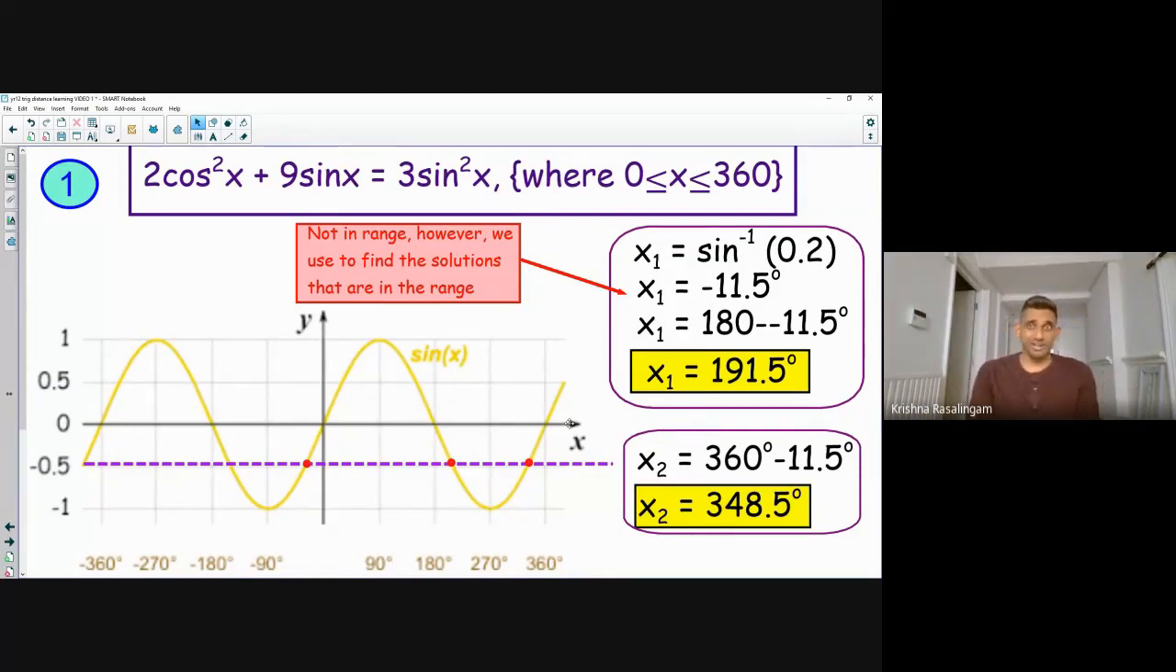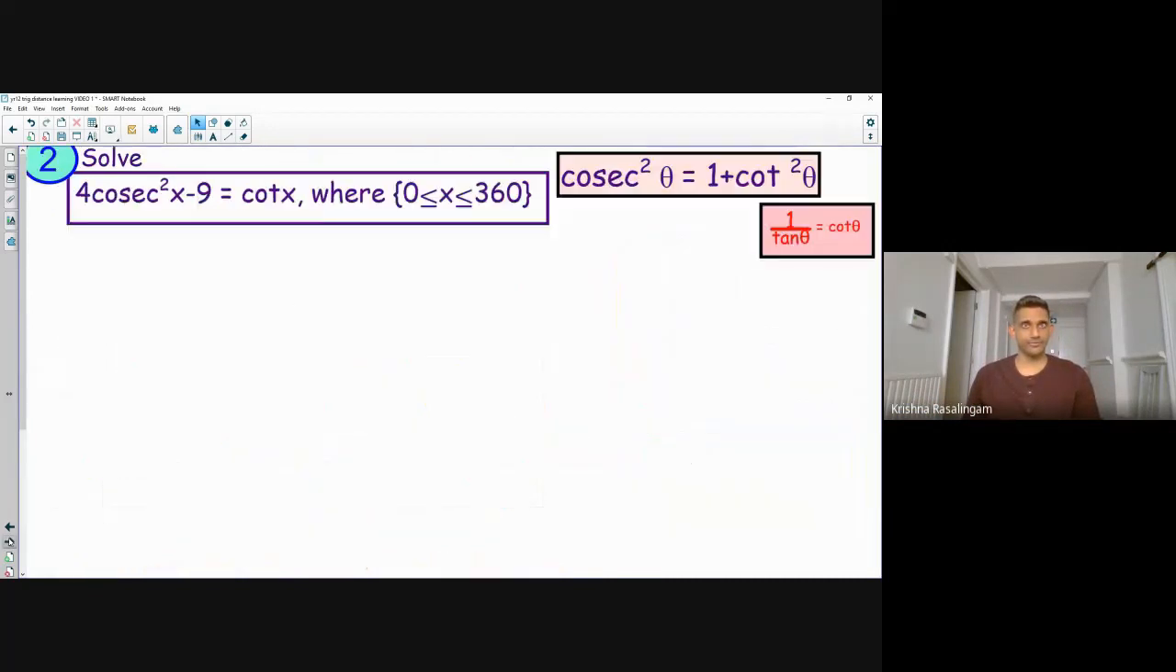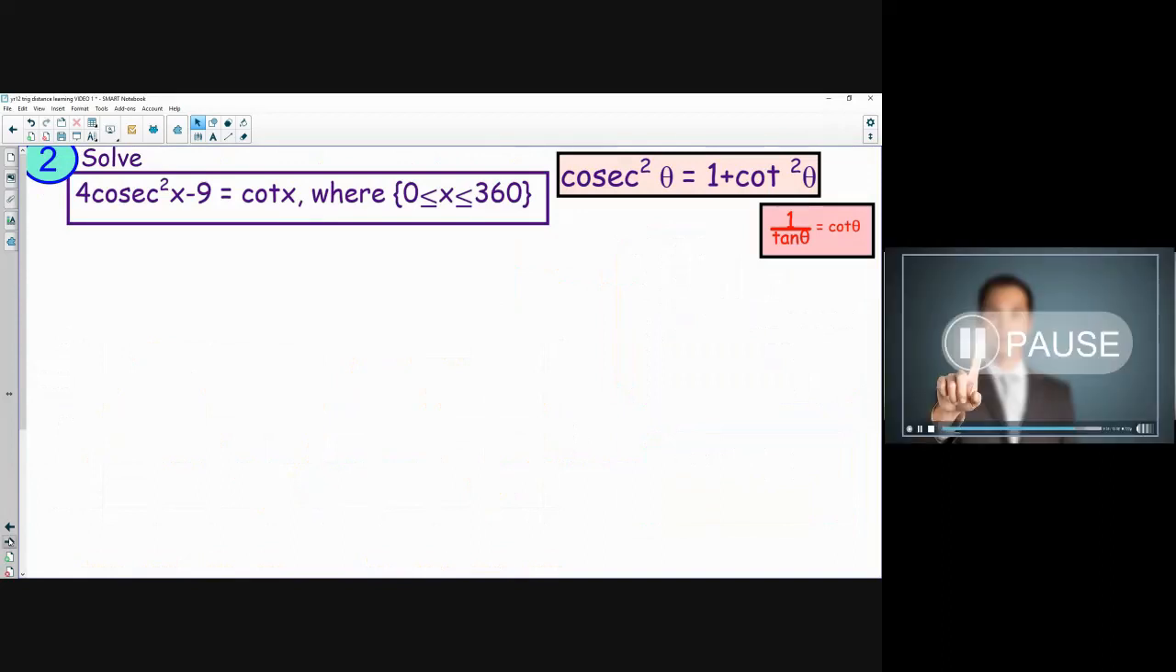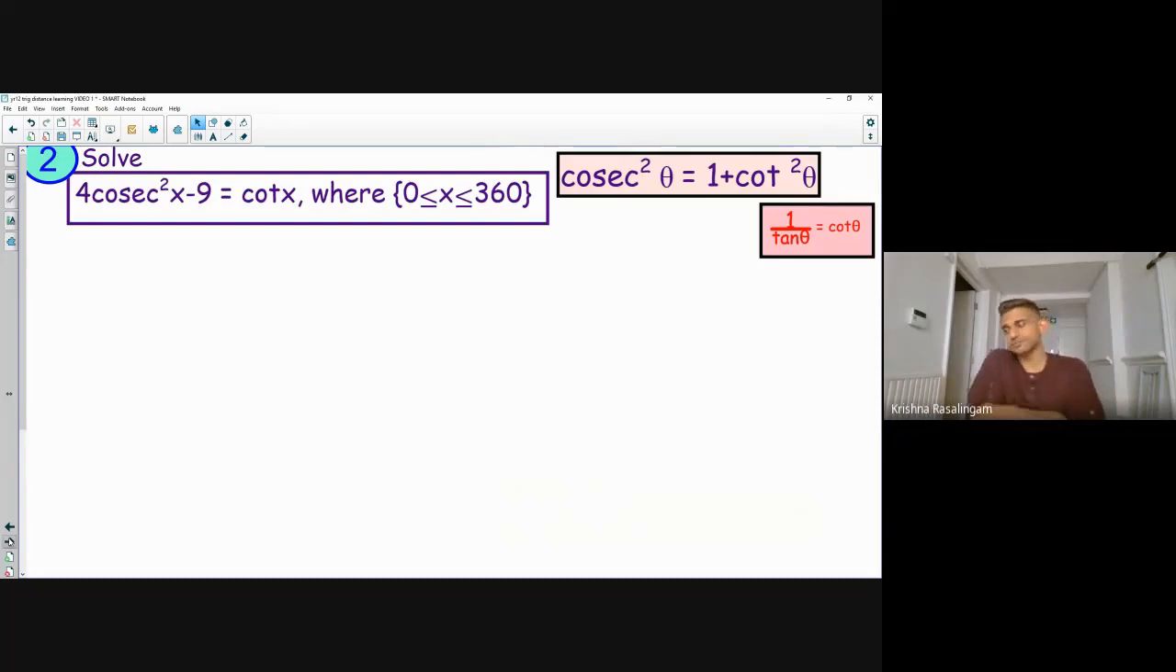I think I've been quite clear there. If you're not sure of this, again, just watch the periodicity video. Jot that down, and let's do number 2. So again, pause the video, attempt this, and then unpause it when you're finished.